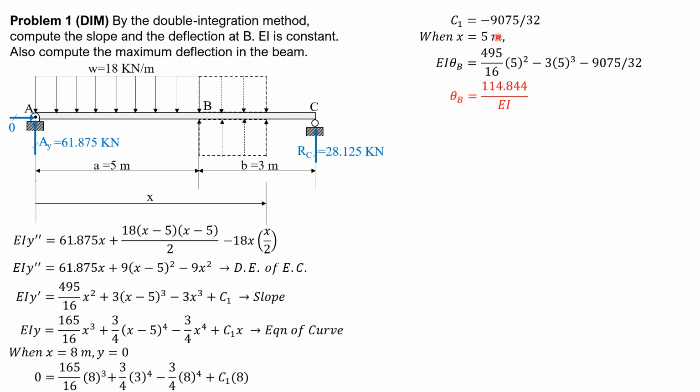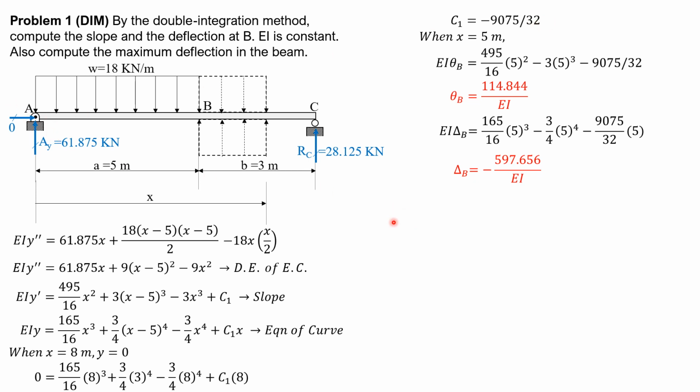For the deflection at B, substitute into this equation here. So 165 over 16 times 5 cubed, minus 3/4 of 5 to the fourth. This is ignored, 0. Then minus 9075 over 32 times 5. So delta B is equal to negative 597.656 over EI. Take note that this value of c sub 1 divided by EI is the slope at A.